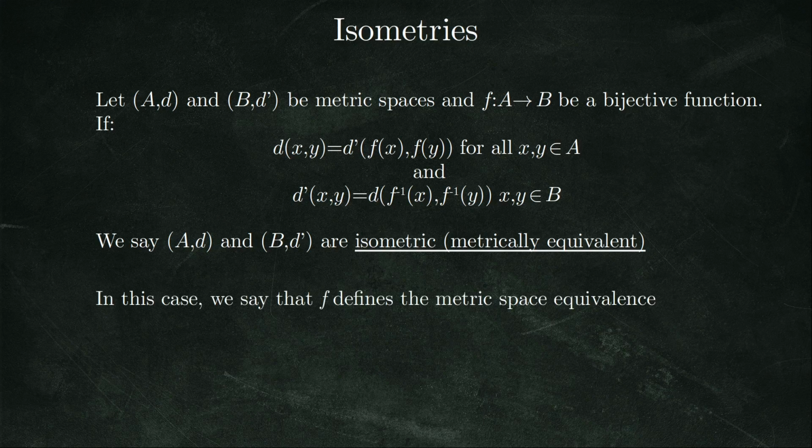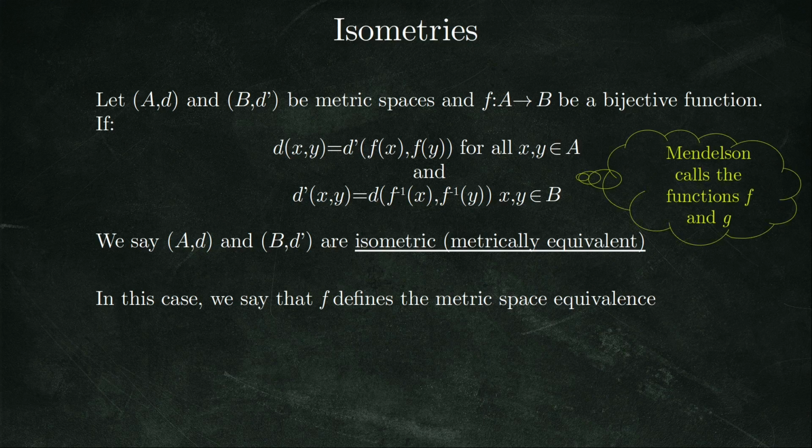And then finally, in this case, we would say that f defines the metric space equivalence. So if you were to hear the phrase A and B are isometric and f defines that equivalence, that just means that f and f inverse are isometries. Note that Mendelssohn calls the two functions here f and g instead of f and f inverse, but it is exactly the same thing.